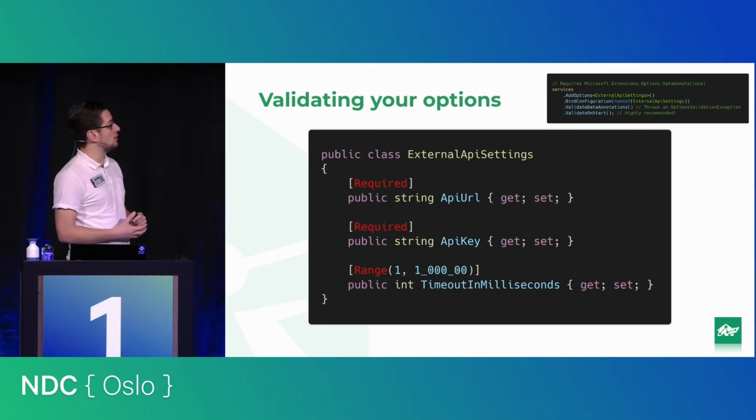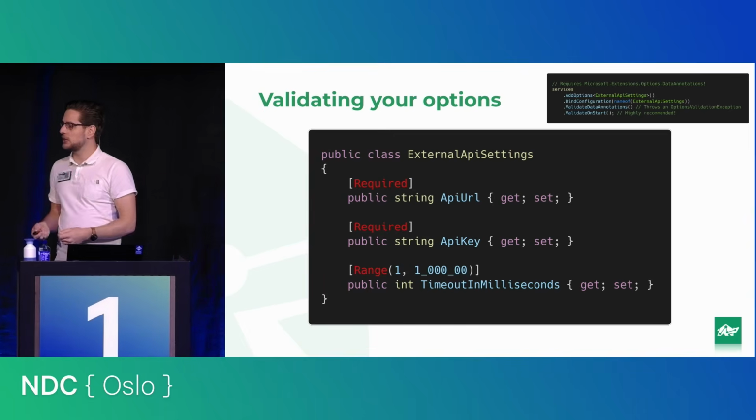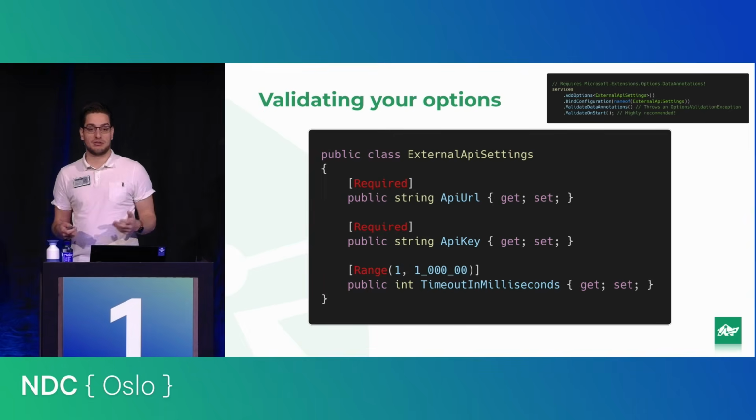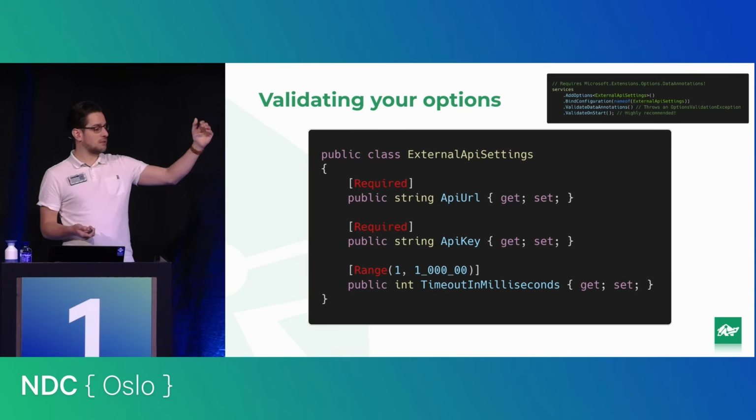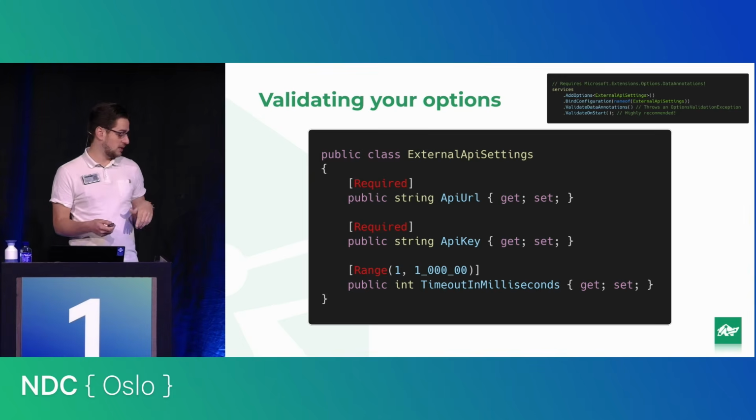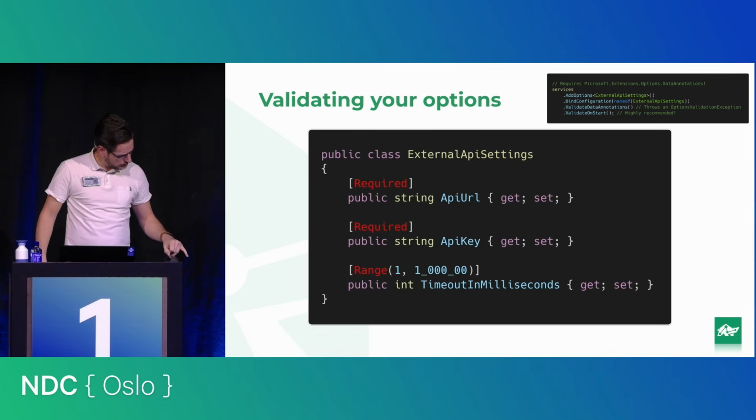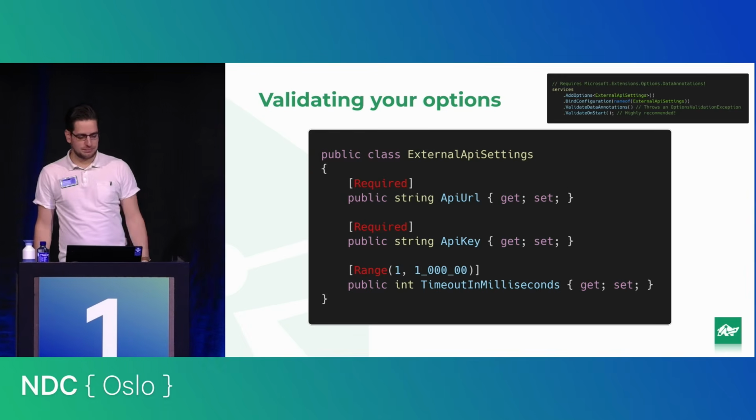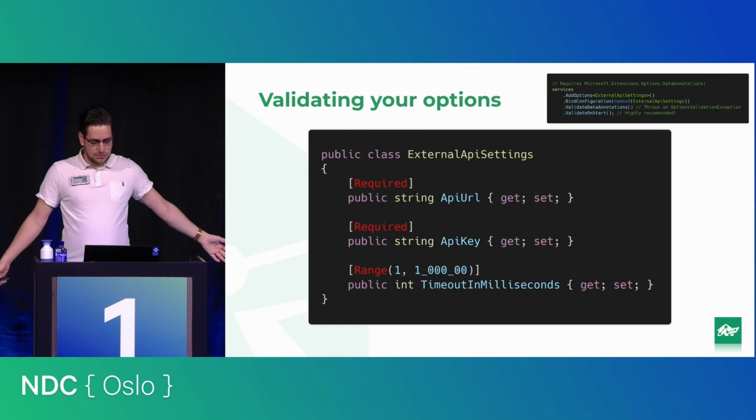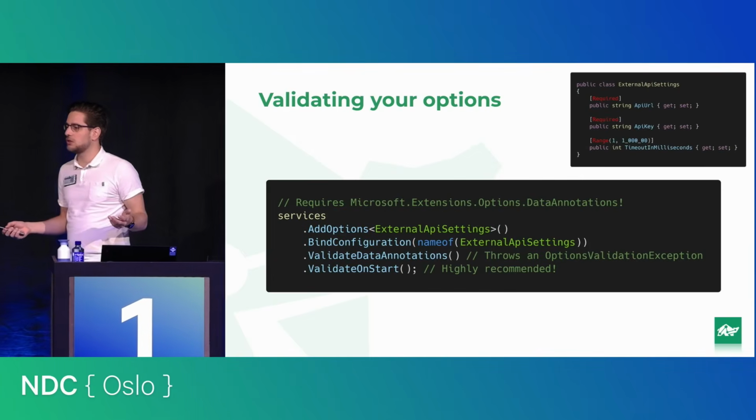So there's an API URL, for example, the API key is back, the timeout in milliseconds, and now we can use these things called attributes you might be very familiar with if you've written ASP.NET Core applications before, where we can say the API URL is required, the API key is required, there's a timeout in milliseconds that needs to be between 1 and 100,000, or a big number, I'm not sure, can't read. And how do you then actually start validating this? It's just 1 or 2 lines of code.